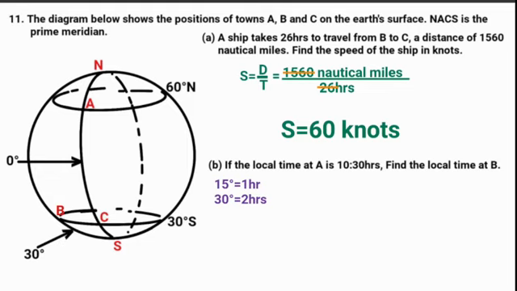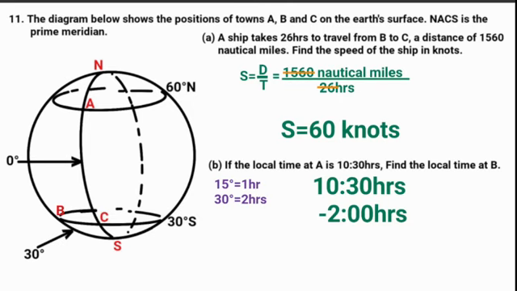Now we know that if two towns are apart by 30 degrees, their time difference is 2 hours. Therefore, we are going to subtract 2 hours from 10:30 hours. Why? Because town B is on the left side of town A. If town B was on the right side, we could have added 2 hours to the time of town A. Now, since it's on the left side, we subtract. So we write 10:30 hours minus 2 hours. This 2 hours is the time difference between town A and town B.